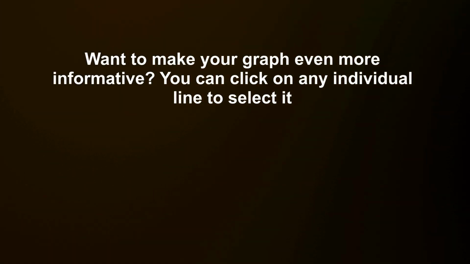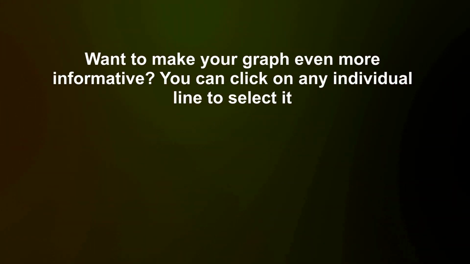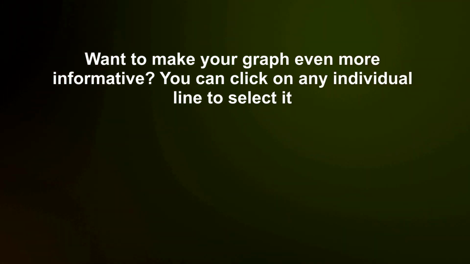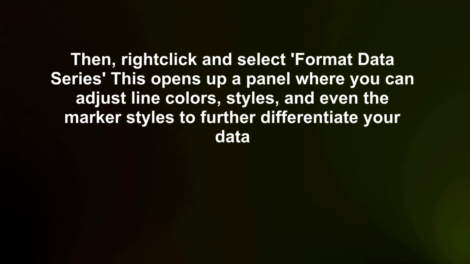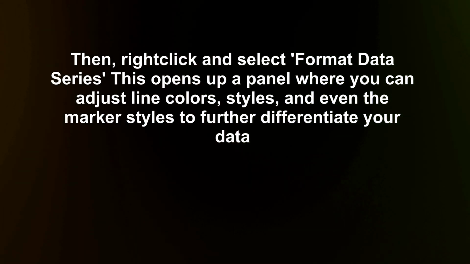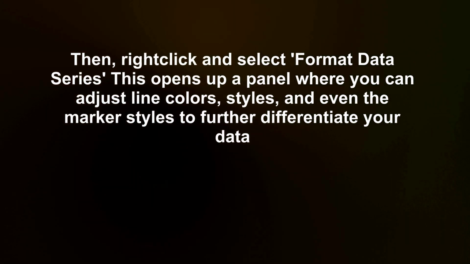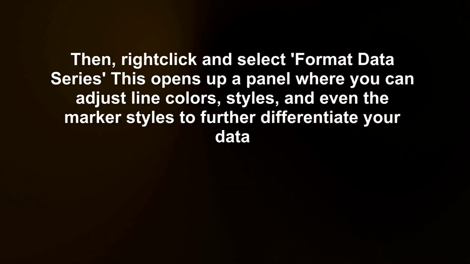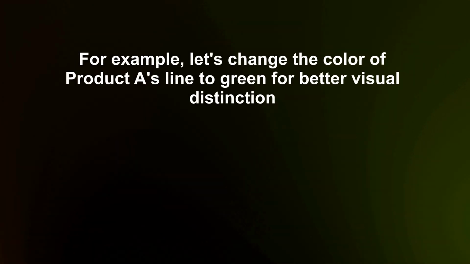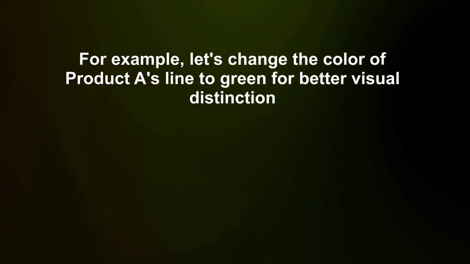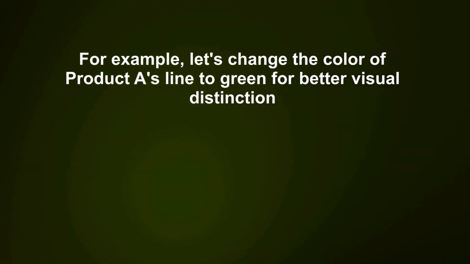Want to make your graph even more informative? You can click on any individual line to select it. Then, right-click and select Format Data Series. This opens up a panel where you can adjust line colors, styles, and even the marker styles to further differentiate your data. For example, let's change the color of product A's line to green for better visual distinction.